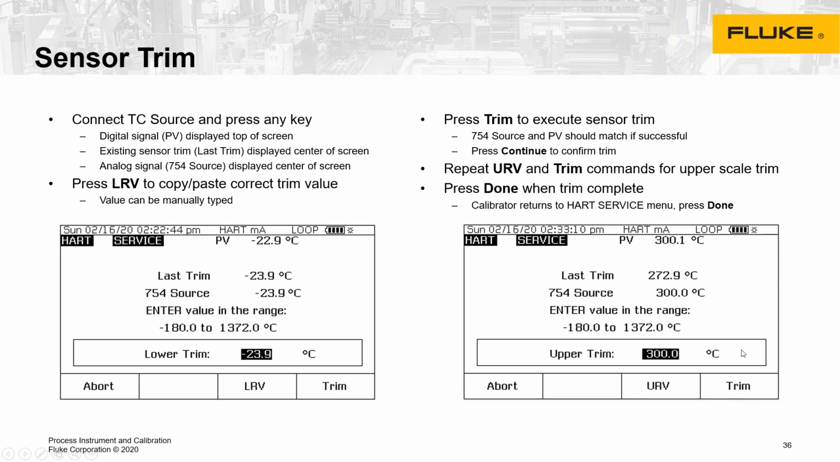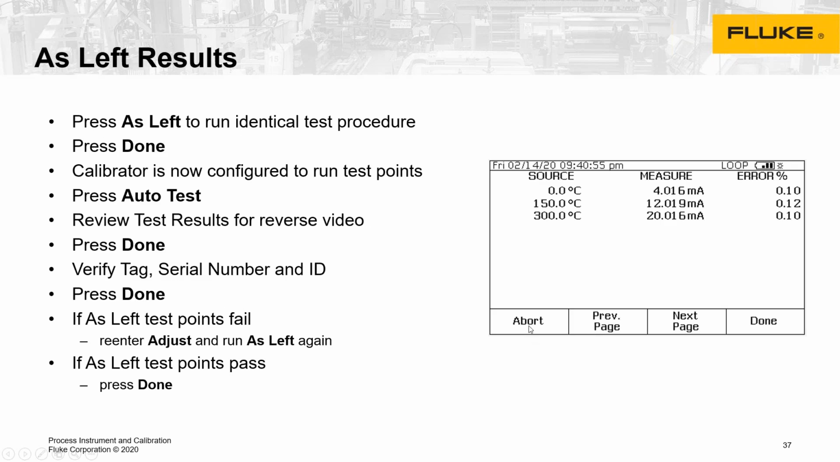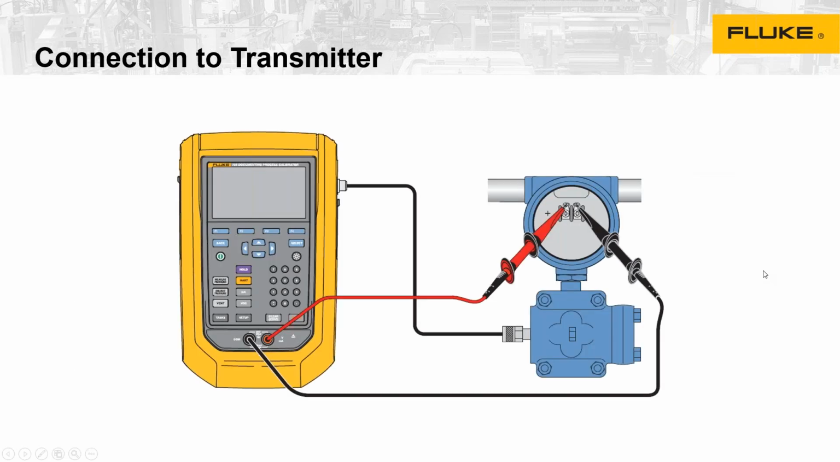If we had the micro bath or the dry block setup, the source would actually be a physical temperature within the bath that the 754 is controlling. So we can get very, very accurate sensor calibration using that method. Now that we're done, we run the as left feature. It runs the exact same test as the as found, and we're able to see that the calibration is well within the 0.25% tolerance we set.